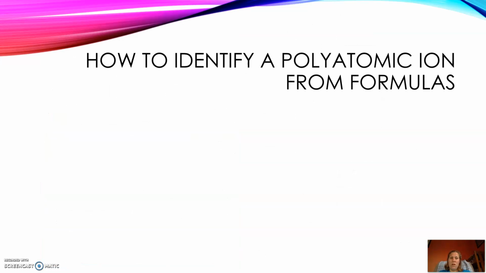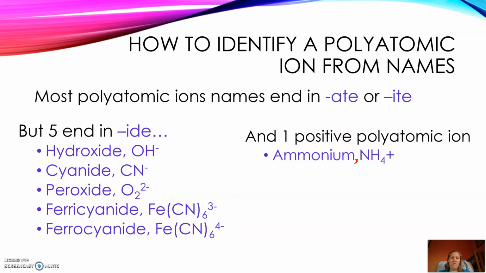How do you know from the formulas? If you see ate or ite, and then ide, but the ides, if you notice, except for oxide, there's no such thing as hydroxium or ferricyanidum. They're different names than atoms. There's no just cyanidium or whatever.